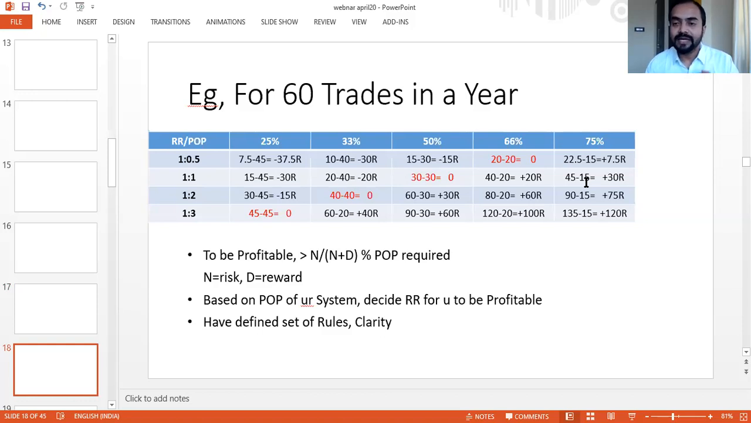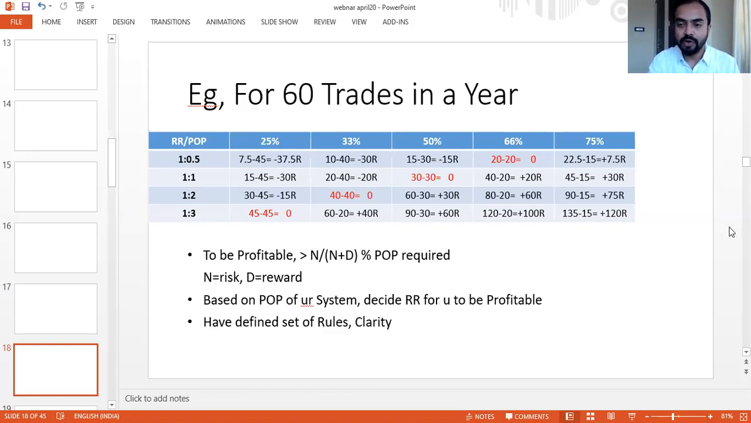Using this, you can design your own system which has an edge and a defined set of rules. You should define clearly in your rules where you will enter, where you will exit, where you will trail your stop loss, where you will book your profits. So everything should be clear. There should be no confusion. So this is how we design our system and our rules.